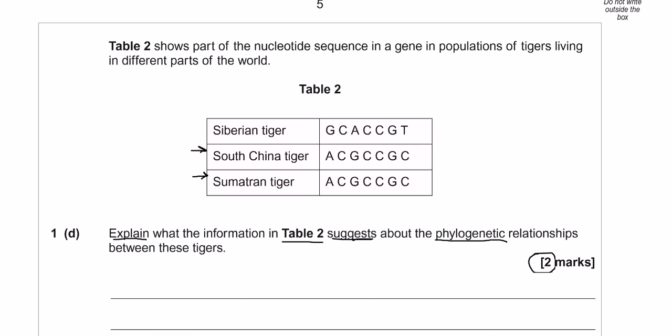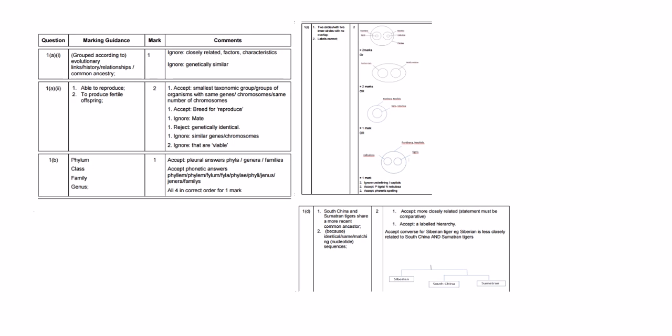Okay, so you could draw a labeled hierarchy. It would have also accepted the fact that the Siberian tiger is less closely related to both tigers, but then you need to explain why. Here is the answer to question number 6.